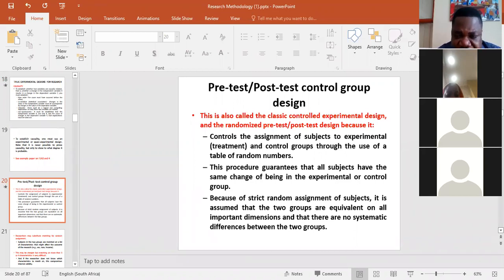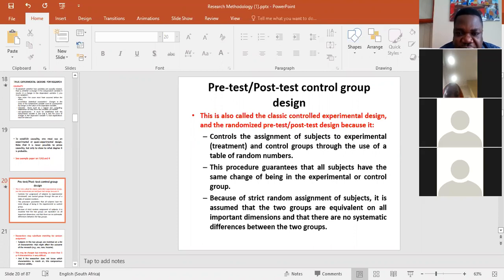So we have another experimental design that we call pre-test, post-test control group. This is also called a classic controlled experimental design. We will come back to the randomized control trial because that is classified among the epidemiological studies, but you will see that under epidemiological studies, we also have an experimental design that we call a randomized control trial. So that's where we will talk more about RCT.